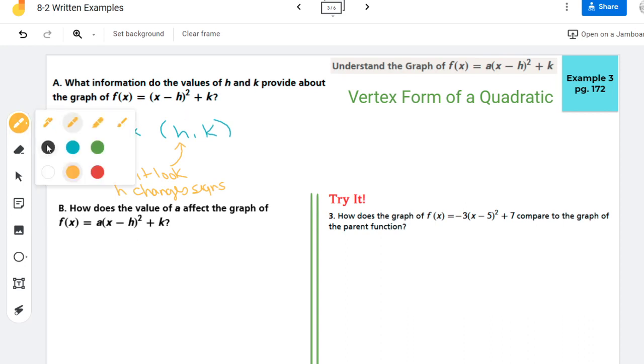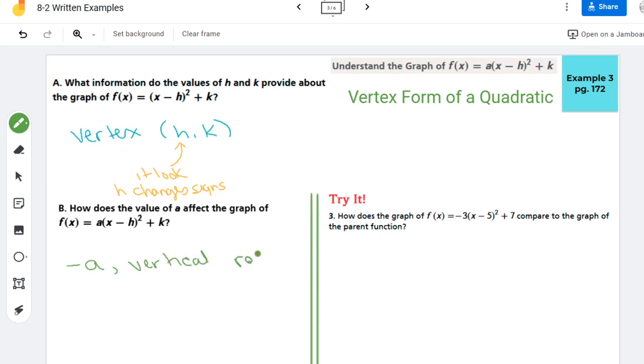Now A has three jobs. If we have a negative A value, you're going to get a vertical reflection. That's what happens when our graph flips upside down. Now if I look for the specific number at A, so I'm looking at the absolute value of A here, if that number is bigger than 1, you're going to encounter what's called a vertical stretch. So it's like the graph is being grabbed at the top and the bottom and pulled away from the x-axis.